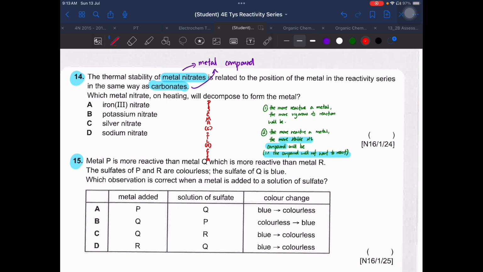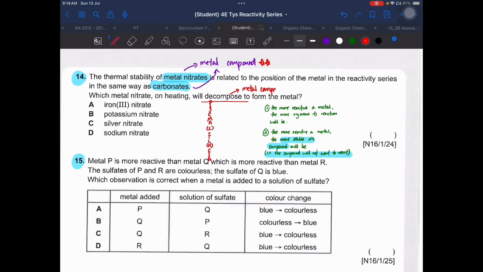this will tell us about the reactivity of the metals, but this question is about a compound. If you know that it will decompose, it means that the metal compound must be unstable. That's why it can decompose. So if you want it to be unstable, it will then infer, if you use statement 2 to help you, that the metal should be a less reactive metal.